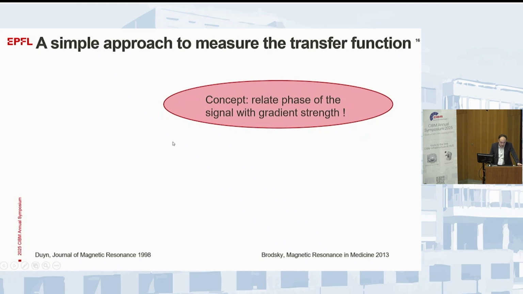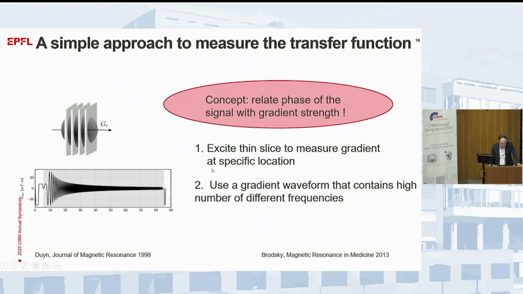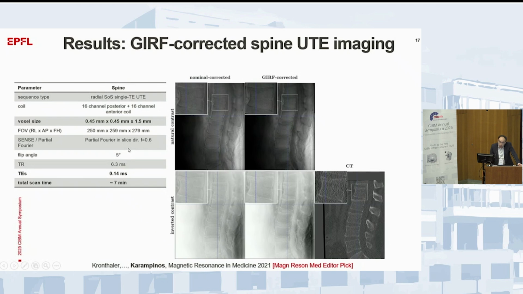And the idea here is actually to relate the phase of the signal with gradient strength, because phase is proportional to the integral of the gradient in this context. And then we do that at different locations, different slices. We excite a thin slice to measure the gradient at specific locations. And we use a gradient waveform that contains a high number of different frequencies, swept across the different frequencies, with the final goal to measure this transfer function that I showed you before. Okay, enough about how all this is done.